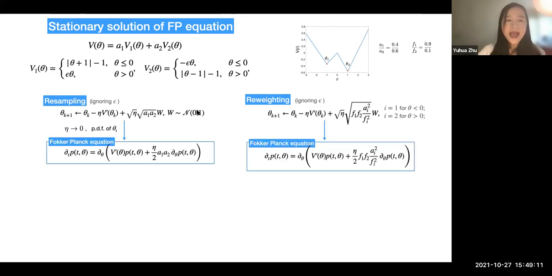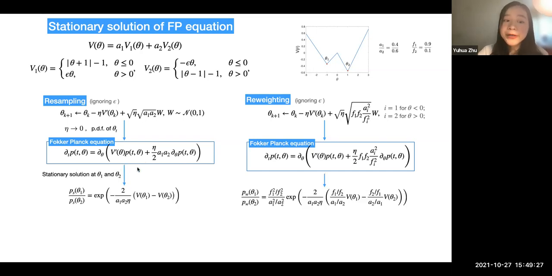And let the learning rate eta go to zero. We can describe the update of theta by this Fokker-Planck equation, where we have the same drift term but a different diffusion term. And if we calculate the stationary distribution of this equation, so basically let the right-hand side equal zero, we will have a stationary solution for this equation. And we compare the stationary solution at theta one, the local minimum, and theta two, the global minimum. The global minimum is the minimum that we want to converge to.